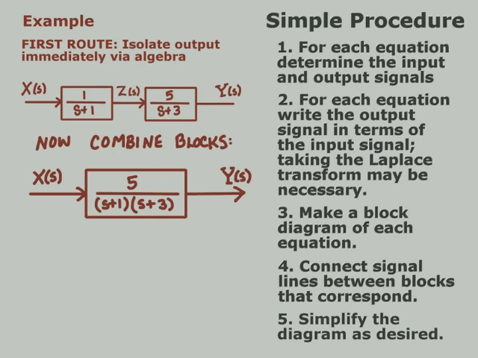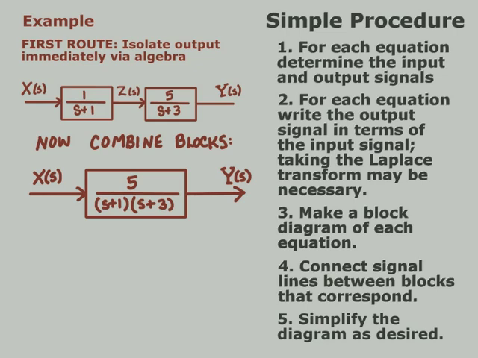We then go to step 4, where we connect the signal lines between the blocks that correspond. So our first equation had Z(s) as the input and Y(s) as the output. And our second equation had X(s) as the input and Z(s) as the output. These 2 diagrams share the signal Z(s). So we connect the output of system number 2 to the input of system number 1. And that then gives us the diagram shown here at the top on the left-hand side.